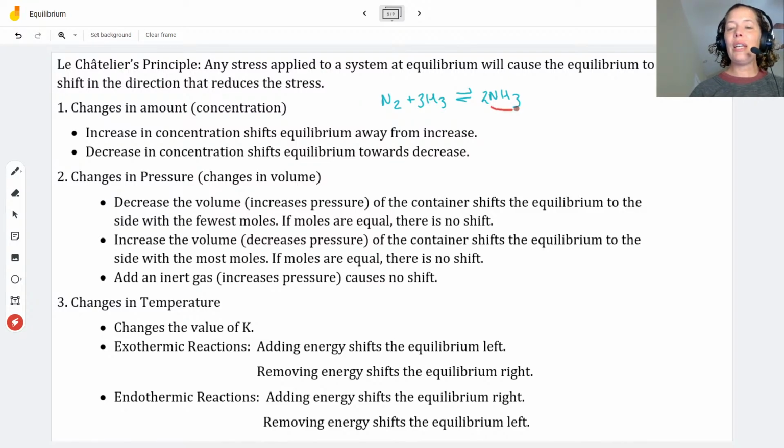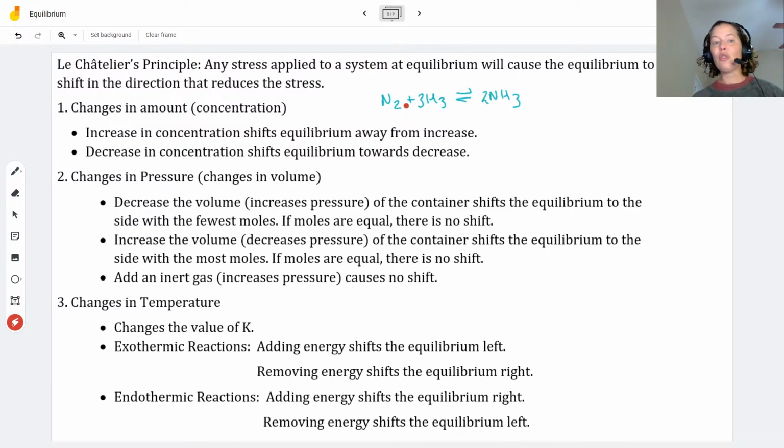If I am going to increase my concentration of ammonia, I'm going to shift away, so I'm going to be shifting left. So this is why I don't specifically say shift left or right, but I'm saying shift away from the increase. Because if you increase the reactants, it's going to shift away from the reactants towards the products. If you increase the products, it's going to shift away from the products towards the reactants. So anytime you increase an amount, you're going to shift the equilibrium away from wherever you've made that increase.